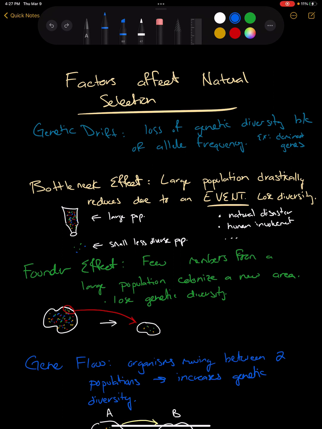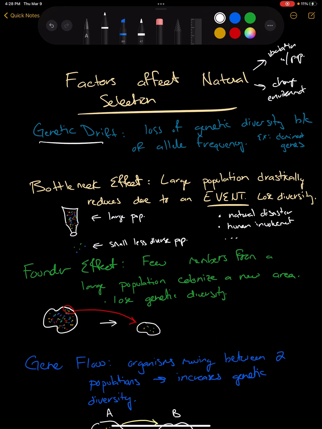Okay, guys, let's talk about factors that actually affect natural selection. Remember, for natural selection we need two things to happen. We need variation within my population, and then I need a change in the environment. Because if my environment never changes, natural selection isn't going to take place. But for natural selection to take place with a change in the environment, you have to have variation within your population. But there are other things that can also affect natural selection, and one of those is genetic drift.